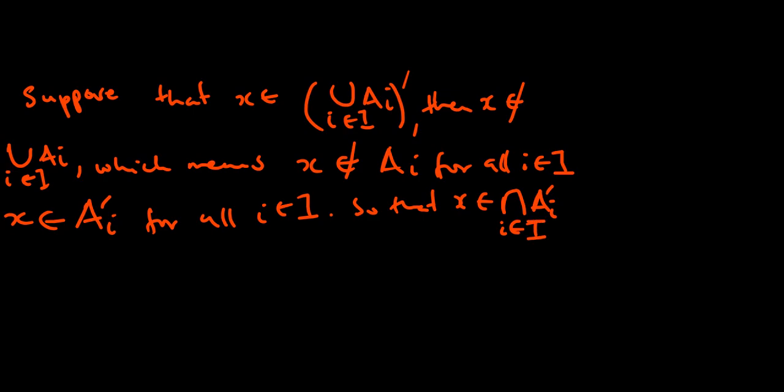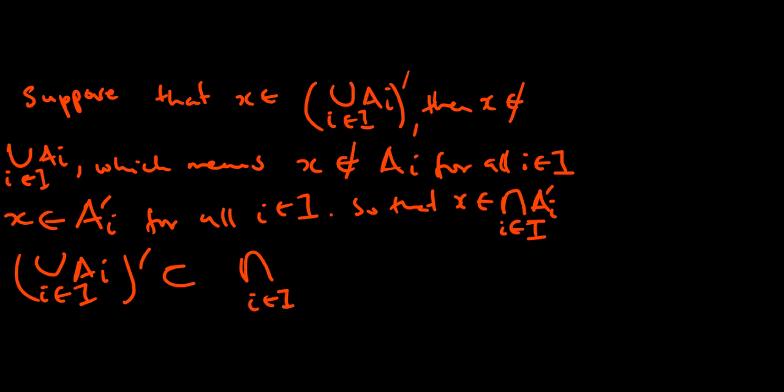So this then shows us that the complement of the union is just a subset of the intersection of the complements. So we've shown the first way. Now let's show that the opposite, or vice versa, is true: that the intersection of the complements is a subset of the union's complement there. So we can label this as part 1 of our proof.